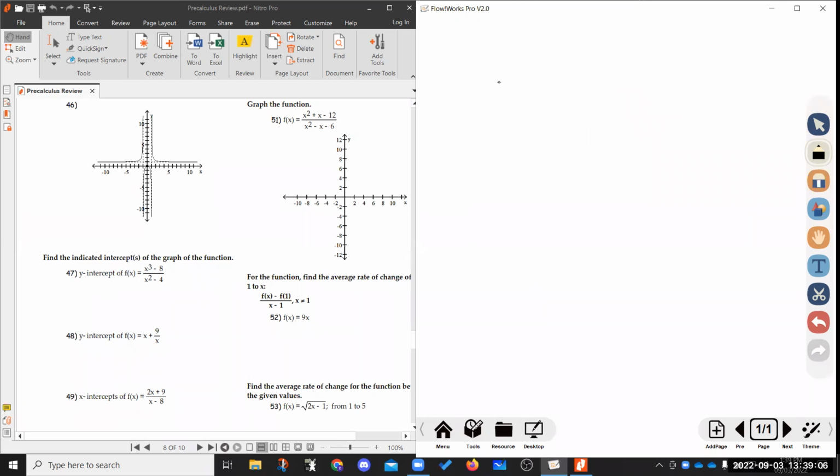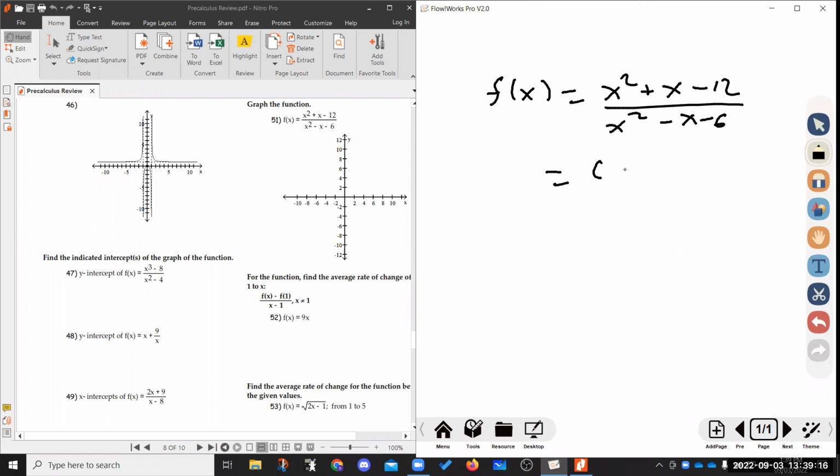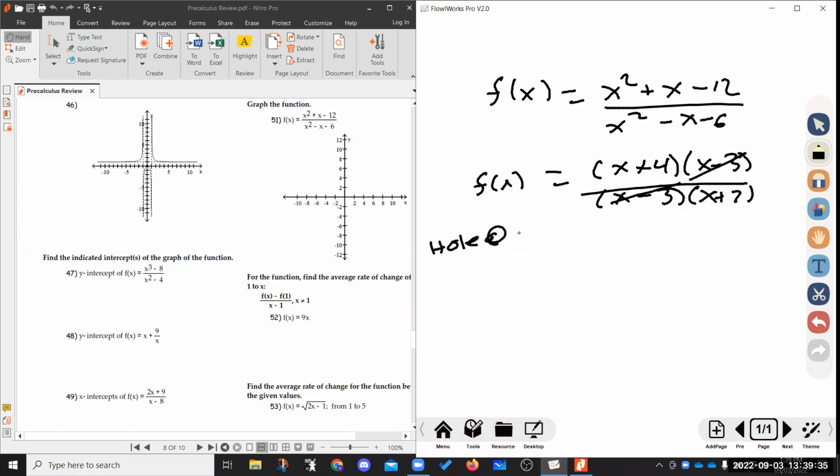Graph the function. f of x is equal to x squared plus x minus 12 over x squared minus x minus 6. We're going to factor. This is x plus 4 times x minus 3 over x minus 3 times x plus 2. x minus 3 is going to cancel, which means we have a hole at x equals 3. We'll get to that in just a second. f of x is equal to x plus 4 over x plus 2.